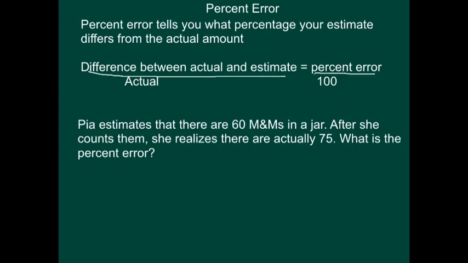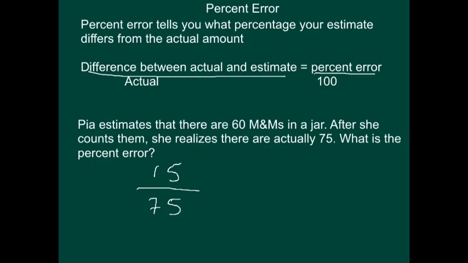Pia estimates that there are 60 M&Ms in a jar. She has no idea how many there really are, but she's looking at the jar. She's going, I think there's about 60. After she counts them, she realizes there are actually 75. So when she gets concrete data, she knows that there are 75 actual M&Ms. The difference between her actual and her estimate is 15.